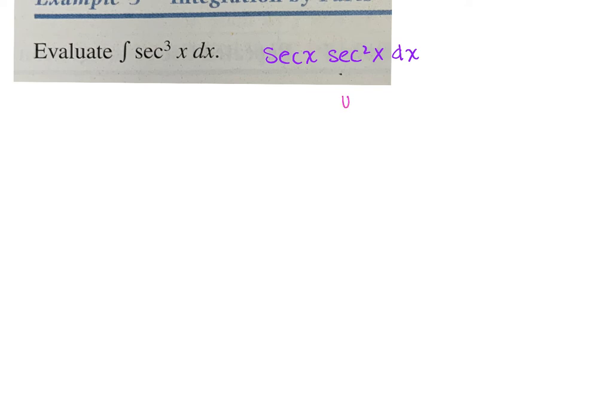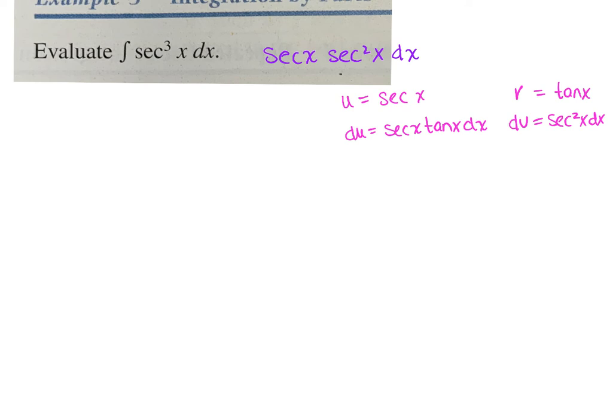Tangent. So if I make u my secant, du, derivative of secant is secant tangent, which means my dv would be secant squared, and my v would be tangent. And then it's going to set me up for basically a U-substitution deal. A little bit. Well, not U-substitution. It's going to set me up for a substitution because it's going to be what I'm looking for.